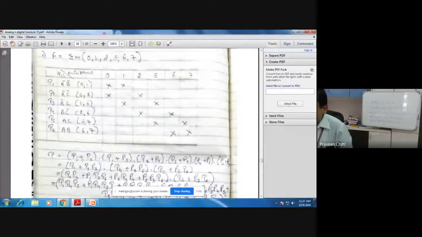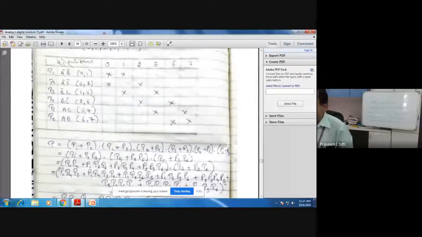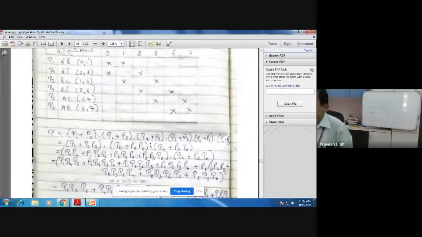So you can see here I have written P1 or P2 and P1 or P3 and P2 or P4, right, and P3 or P5 and P4 or P6 and P5 or P6, right? Then you have to simplify this. Use the laws of Boolean algebra. You try to simplify it.